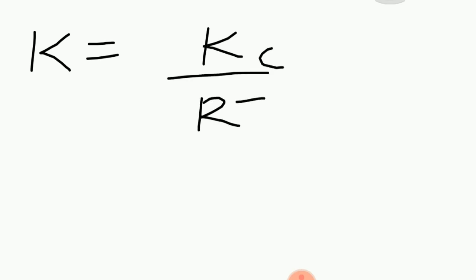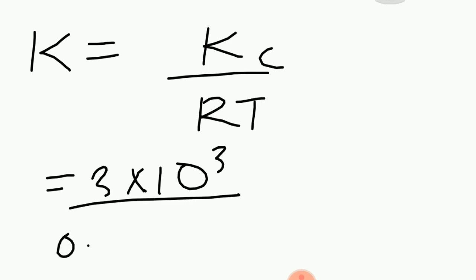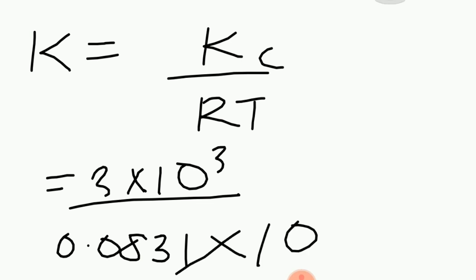So we can write Kp is equal to Kc by RT. That means Kc into RT raised to minus 1. So we can write it like this. And when substituting the values, let's see what we will get. That is 3 into 10 power 3 divided by 0.0831 into temperature 1609. So we get 3.377 Pascal.